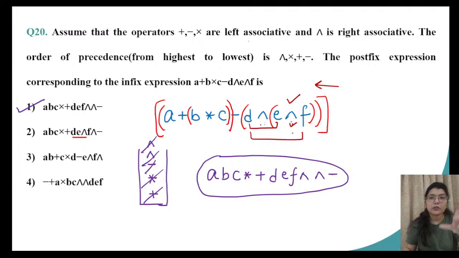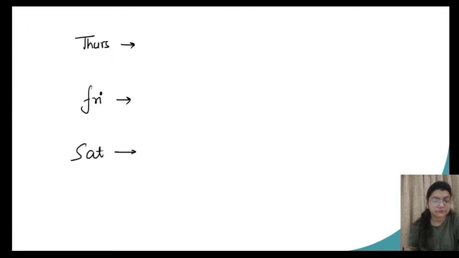ठीक है, but right now over here they are talking about right associativity. So that is why the answer for this question will be option number 1. But still I'll check for same precedence rule. ठीक है, I'll check it and then I'll tell you कि अगर same precedence rule है तो whether they can come or not. ठीक है, I'll check for that.